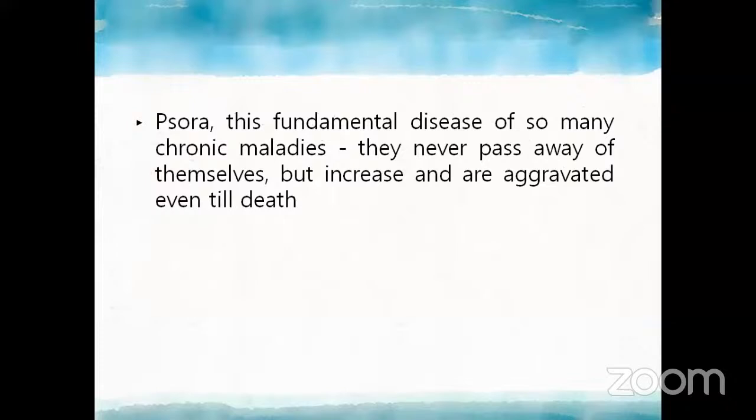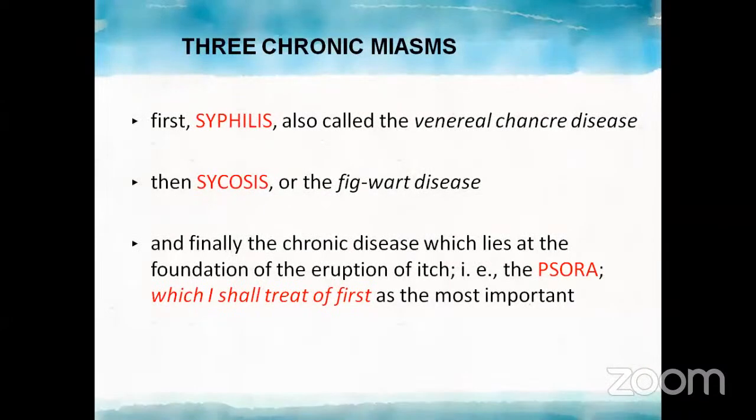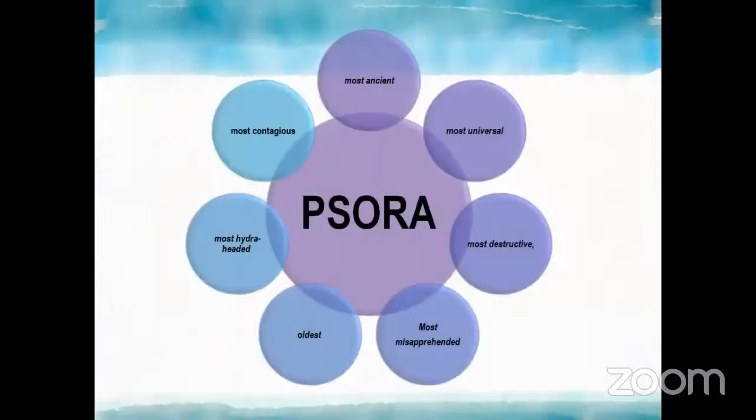Now, after finding that, he found that the sole cause for all of these conditions belongs to Psora. Psora, the fundamental disease of so many chronic maladies, never passes away of itself, but always increases and is aggravated even till death. The three chronic miasms which he eventually found: first was syphilis, the so-called venereal chancre disease, then sycosis or the fig-wart disease, and after these two only he came to Psora, the chronic disease which is the foundation of the eruption of the itch, which he shall treat of first as the important one.